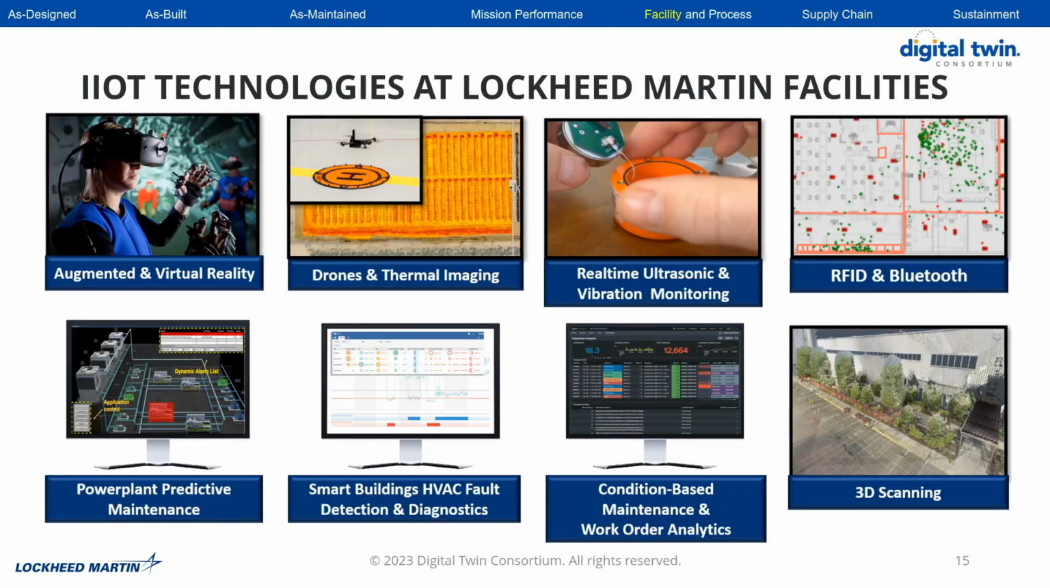So the second example I wanted to share with you is primarily focused on facilities. The company has dozens of industrial Internet of Things, or IIoT technologies that are enabling digital twins, from AR and VR, training, remote assistance, to drones, vibration monitoring, RFID and Bluetooth for tracking products through, for example, a manufacturing facility or a repair depot. We have predictive maintenance. We have smart buildings that I'll talk about in a minute that can detect and diagnose failures, condition-based maintenance, and also 3D scanning of objects like platforms or buildings.